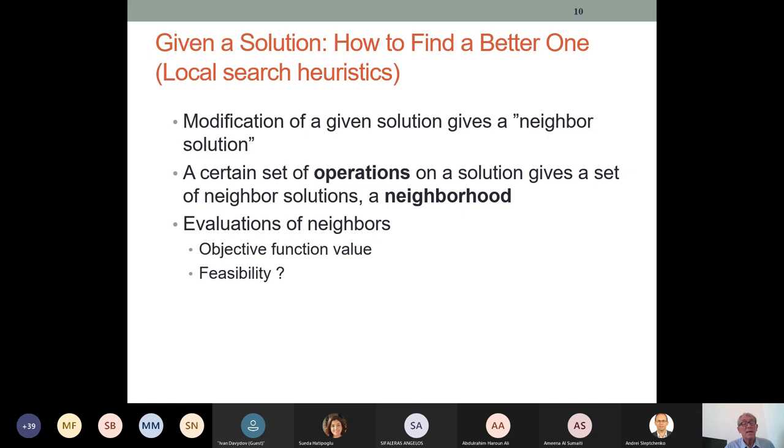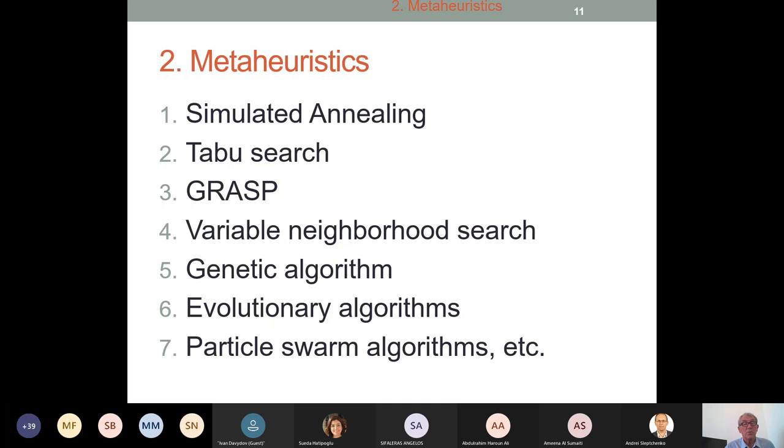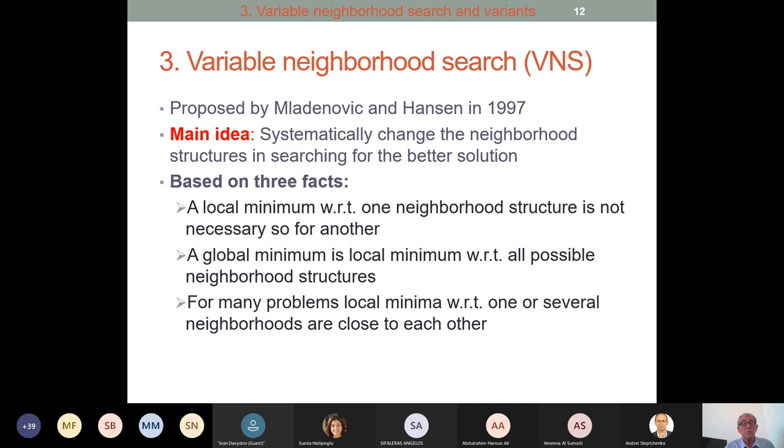So this is a kind of introduction, and all kinds of metaheuristics are listed here. Neighborhood search, or local search, was an introduction to variable neighborhood search that I am going to present. It was first proposed in 1997, and the main idea is to systematically change the neighborhood structure in searching for a better solution. Local search already has that idea, but variable neighborhood search is successful because a local minimum with respect to one neighborhood structure is not necessarily a local minimum with another neighborhood structure.